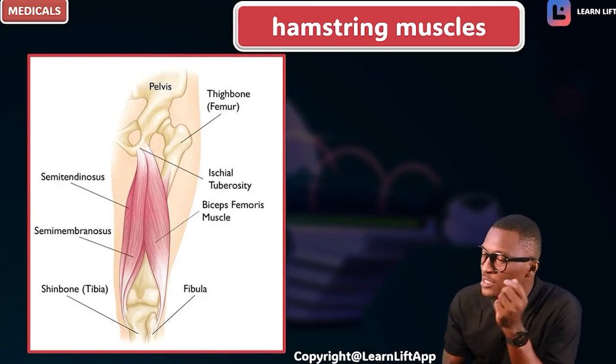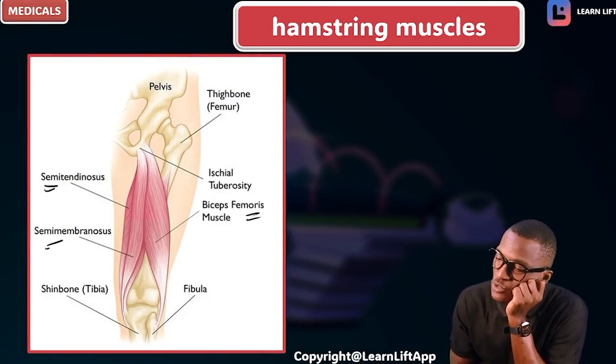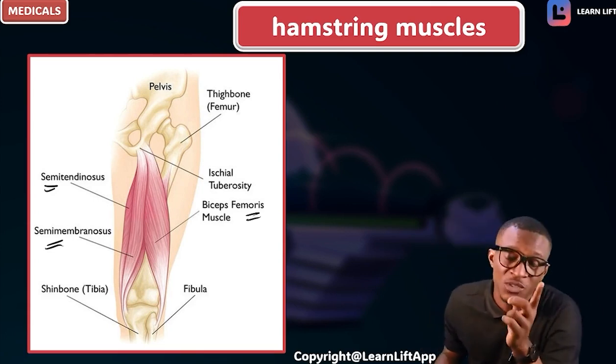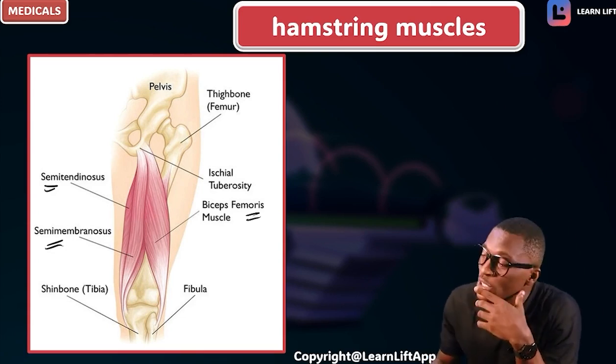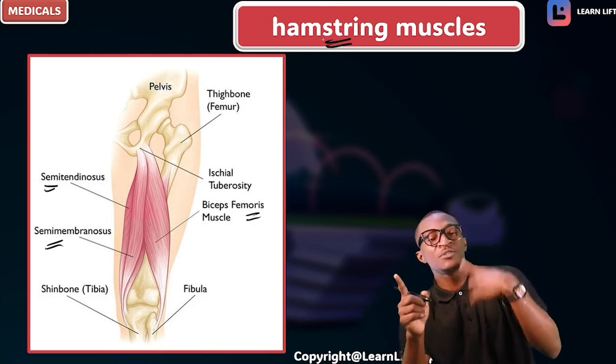From this diagram, you can see this is the biceps femoris muscle. You can see the semitendinosus. You can also see the semimembranosus. All of them form the posterior compartment. We also went further to say something. What are the posterior compartment muscles called? They are called the hamstring muscles. Do you remember that? Posterior compartment is called hamstring, right?